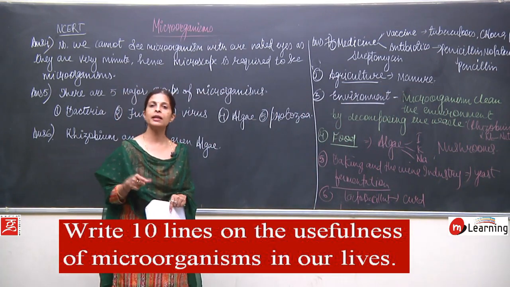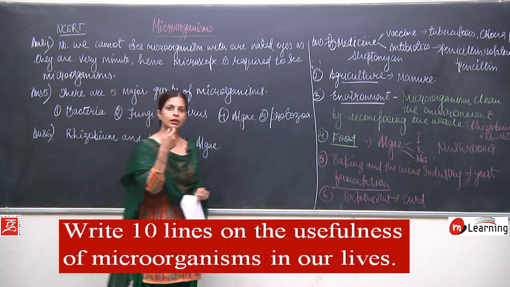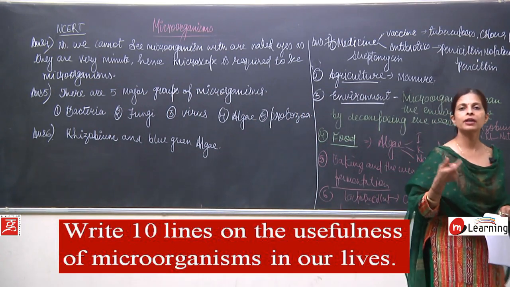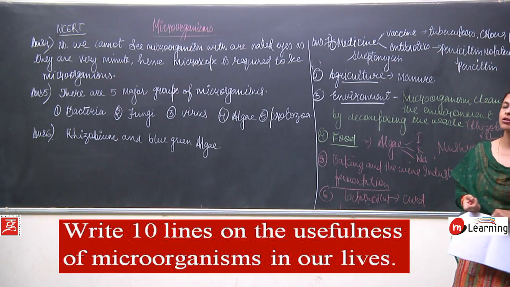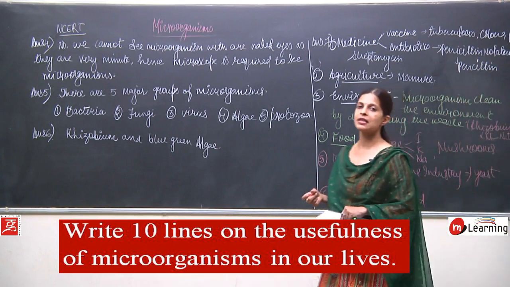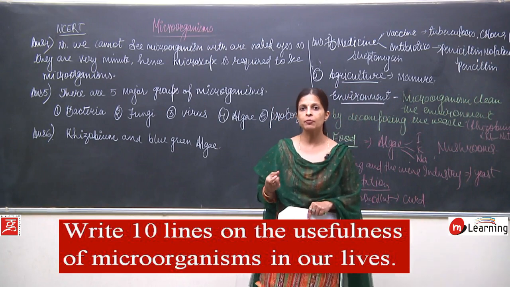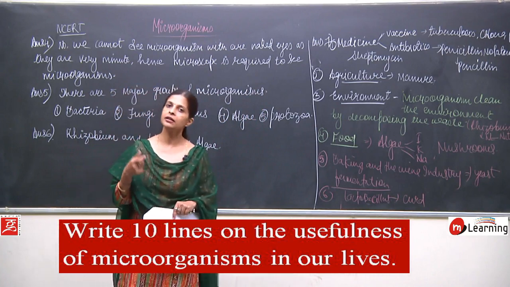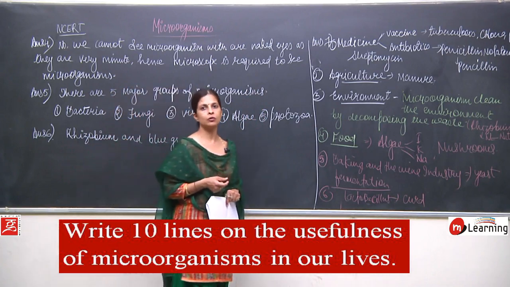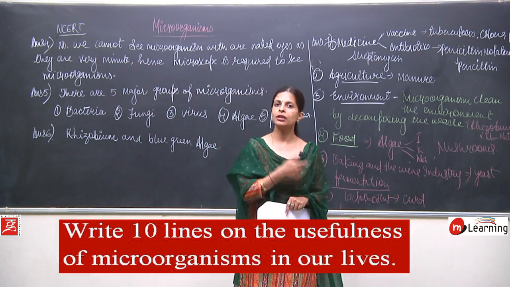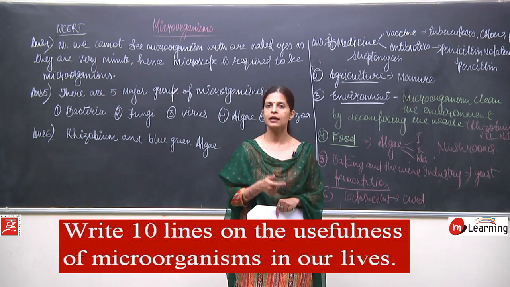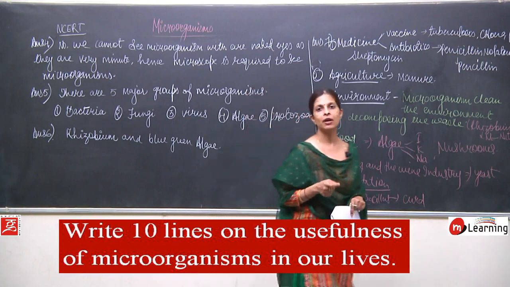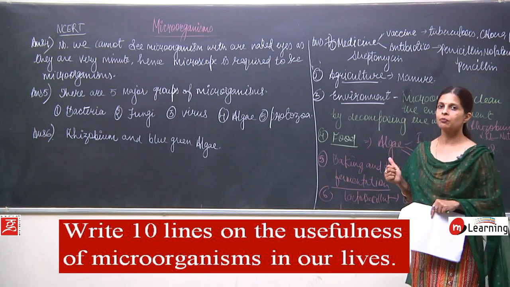When we talk about usefulness, there are hundreds of uses of microorganisms. But when we talk about the harmful side, the diseases, we can say much more, because there are many deadly diseases responsible for the death of human beings and even animals, and microorganisms are responsible for all those diseases. So this was about the usefulness of microorganisms, and now we will be discussing the harmful effects, the negative aspect of microorganisms. So please note this.